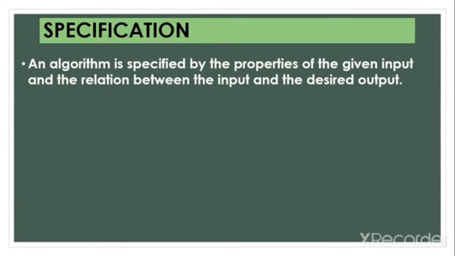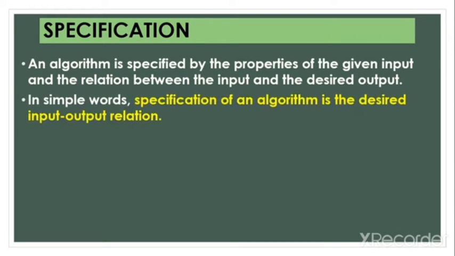So the definition of an algorithm is based on the properties of input and the relation between the input and desired output here. So the specification of an algorithm is the desired input-output relation. So what we give in the specification is what input we need, which output we want, and the relation between this input and output. Specifying that is the specification here. So the specification of an algorithm gives the desired input-output relation.